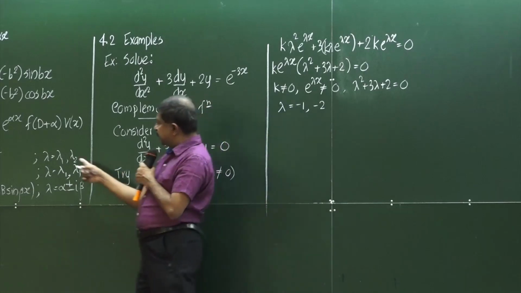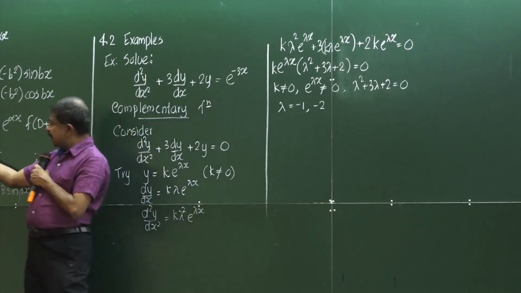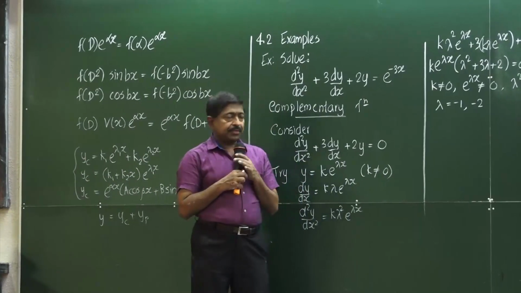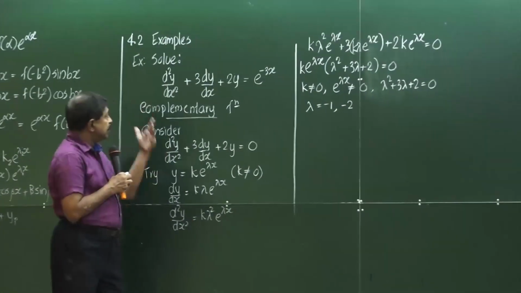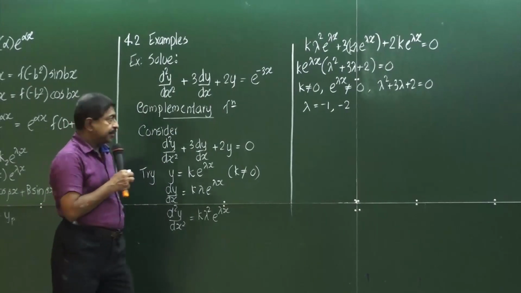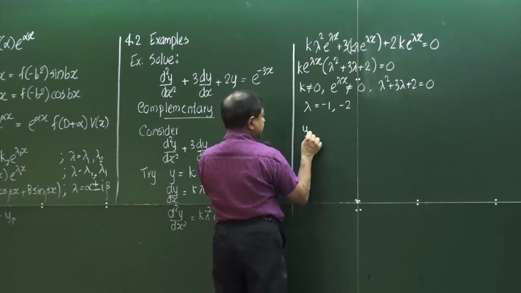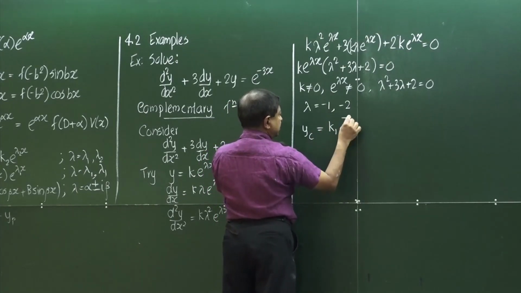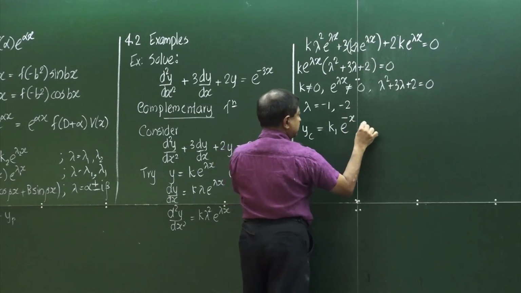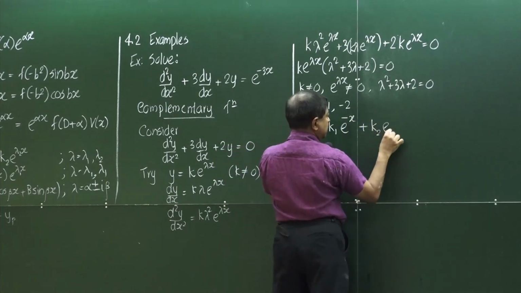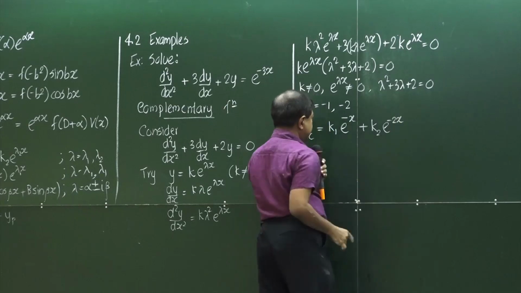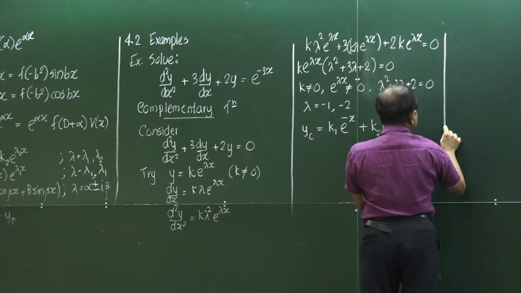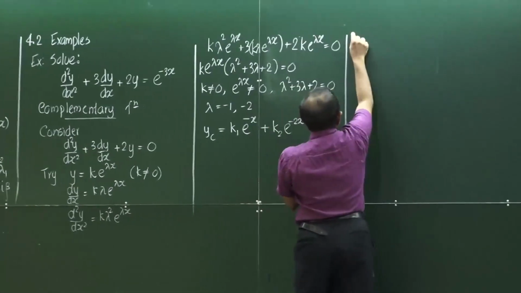So when you have distinct solutions for lambda, you write the answer in this form, where k1 and k2 are arbitrary constants. We saw those things in the previous chapter. When it's second order, you get two arbitrary constants. Now I can write yc straight away: k1 e to the power -x plus k2 e to the power -2x. So that's it. Now we will go for the particular integral.